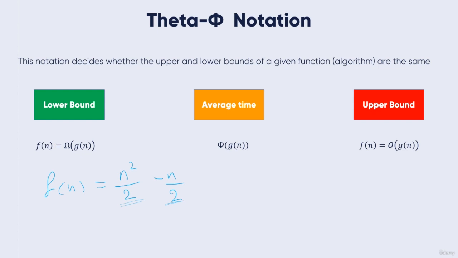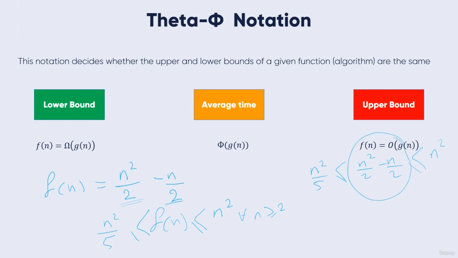So this function is less than or equal to n squared, and it is greater than or equal to n squared over 5, for all n greater than 2. So n squared over 5 is less than or equal to n squared over 2 minus n over 2, which is less than or equal to n squared. In this case, the average notation is theta.